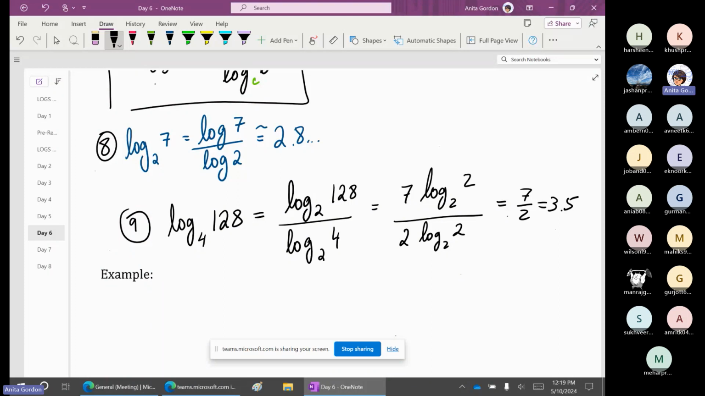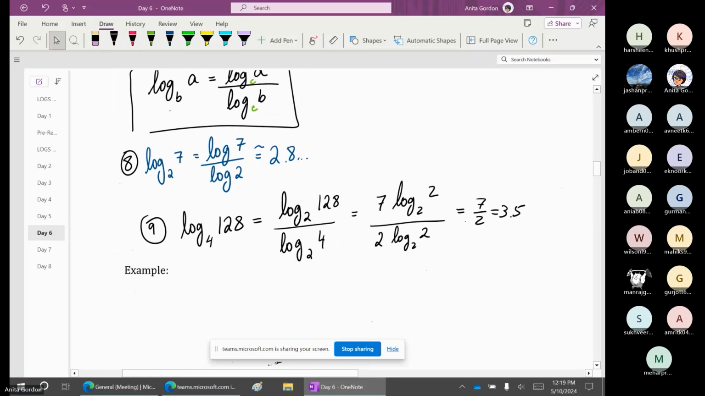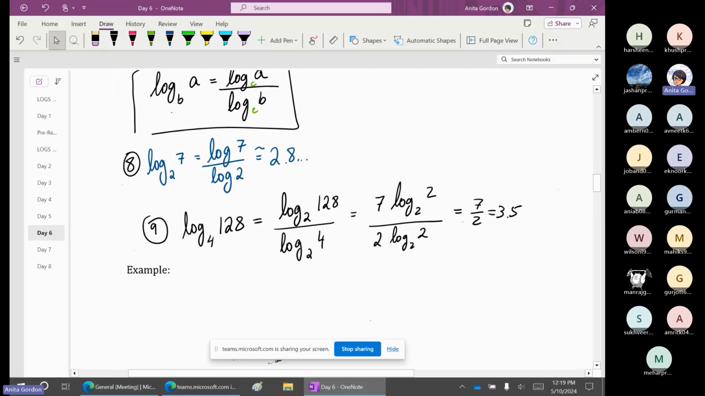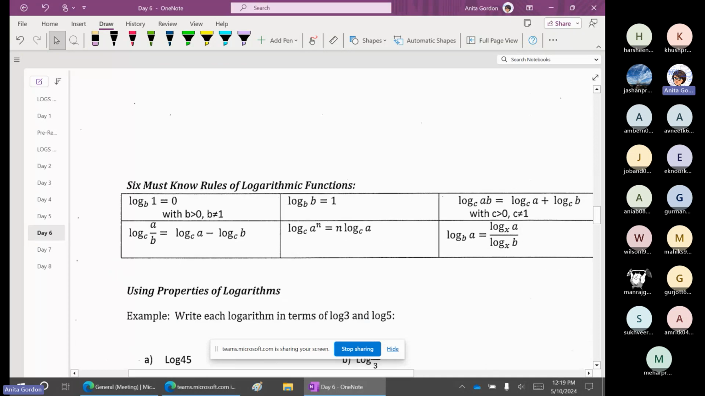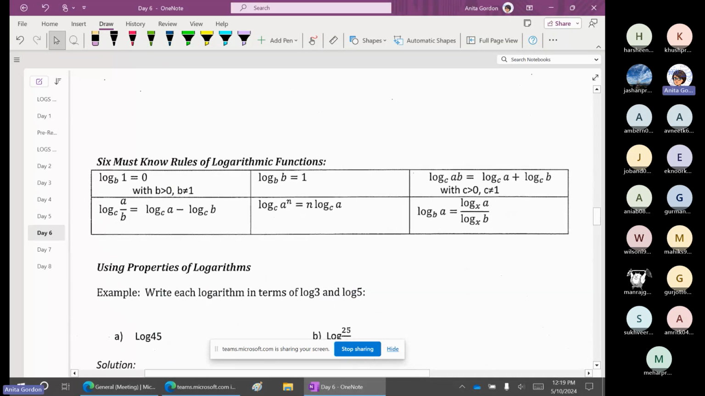Okay, questions, comments, concerns about this example? We're ready for the next rule? Okay. Here is a summary of everything we've done so far.